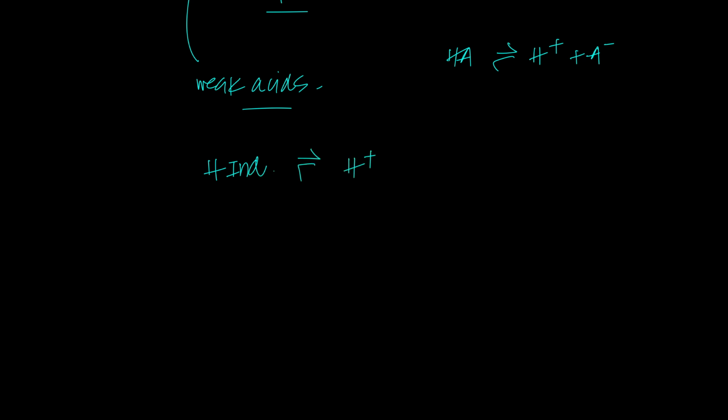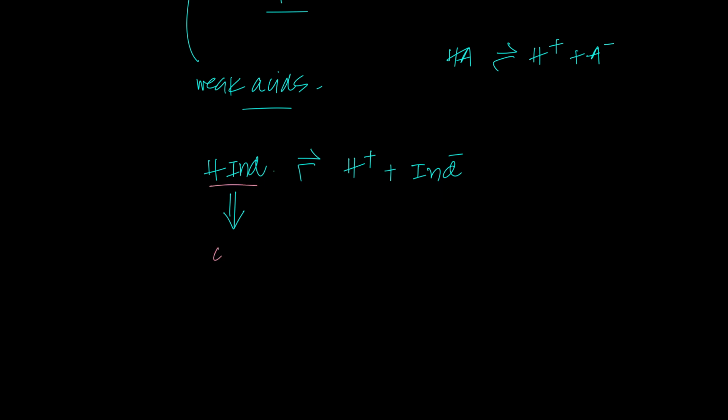And it goes into H plus and IND minus, right? Just like when we used to write the general equation for acid dissociation, this is the general equation for acid dissociation. Just instead of A, we are writing IND. A minus is the negative ion, IND minus is the negative ion. That's it. And fun fact, this is my weak acid, right? And because it's my weak acid, it will not undergo complete dissociation.